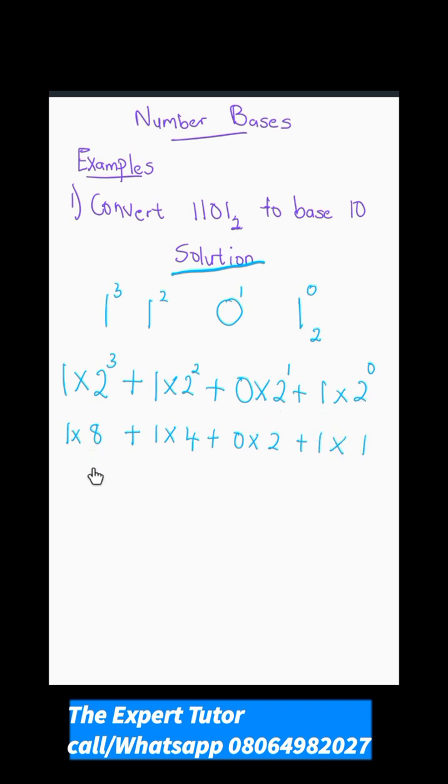So what is 8 times 1? 8. Plus 1 times 4, 4. Plus 0 times 2 is 0. Anything times 0 is 0. Plus 1 times 1 gives me 1. I'm going to add everything together now. I have 8 plus 4, which gives me what? 12. 12 plus 1 gives me 13. So my answer is 13 base 10.